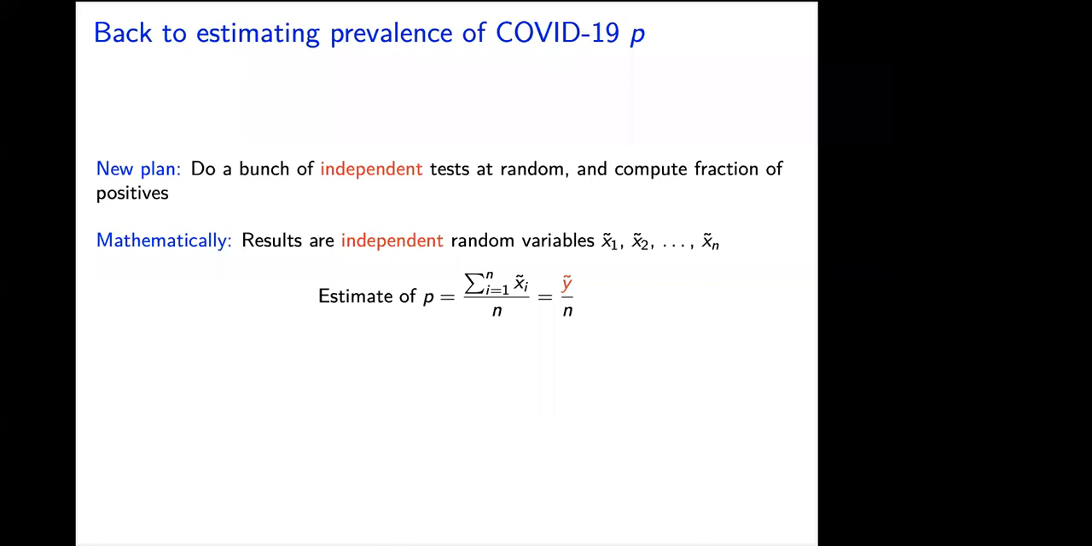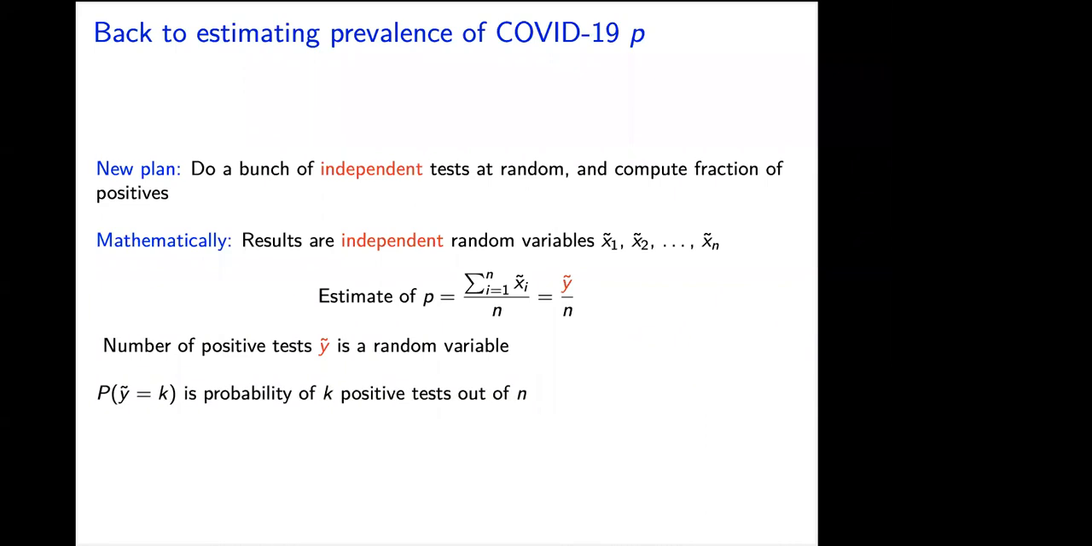So now we are summing up, as before, these variables x sub i, and we're getting this approximation y tilde, which is our estimate of the number of real cases of positivity. So this is also a random variable. x_i tilde is a random variable. So is y tilde, the estimate of the number of positive tests.